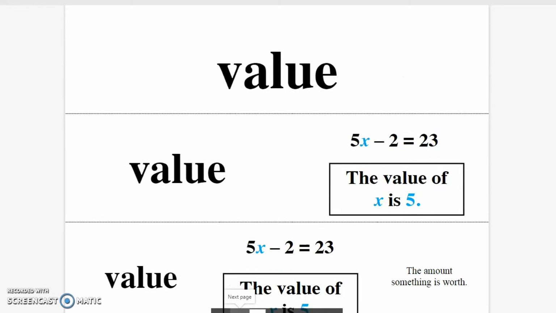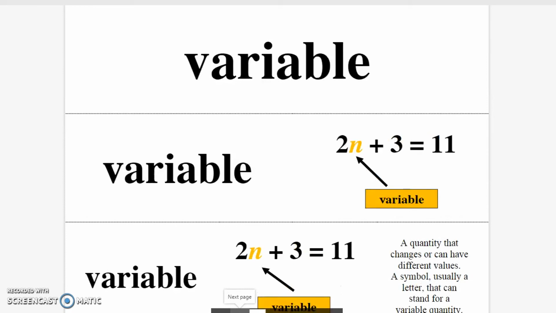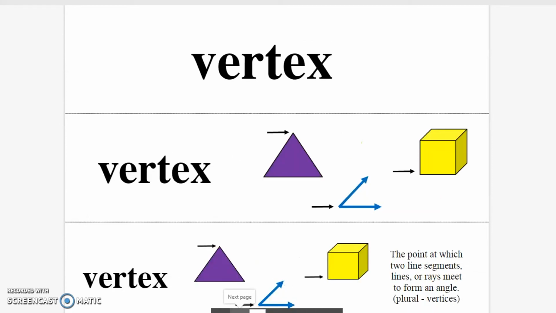Value, the amount something is worth. Variable, a quantity that changes or can have different values. A symbol, usually a letter, that can stand for a variable quantity. Vertex, the point at which two line segments, lines, or rays meet to form an angle. The plural is vertices.